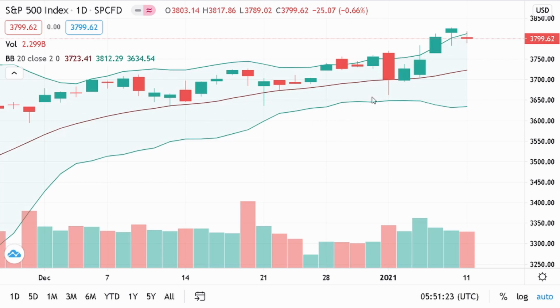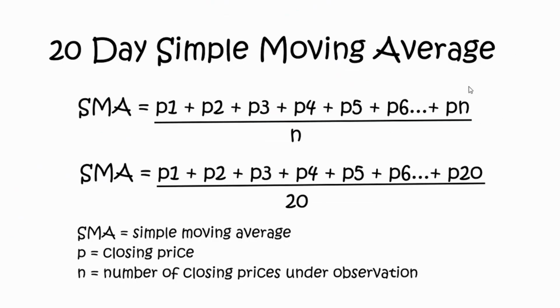We're going to begin by doing an example of calculating the simple moving average. Here's the equation for the simple moving average. It is a very easy calculation. Bollinger Bands uses a 20-day simple moving average, which means for every closing price under observation, we're going to add that closing price plus its 20 previous days' closing prices and divide by 20, the number of observations that we're looking at, to get our simple moving average for the trading day in question.